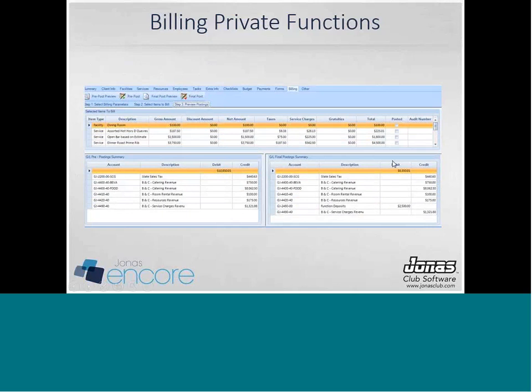So we are debiting an AR account for $8,300 versus $10,000 because of that deposit, which is being applied upon final post.